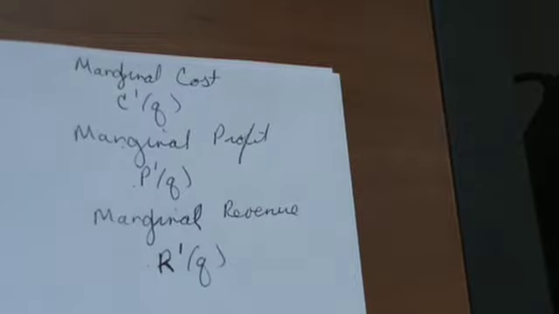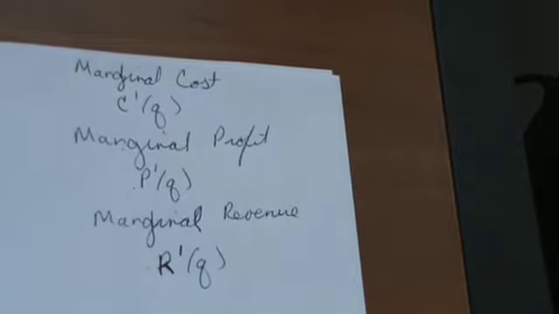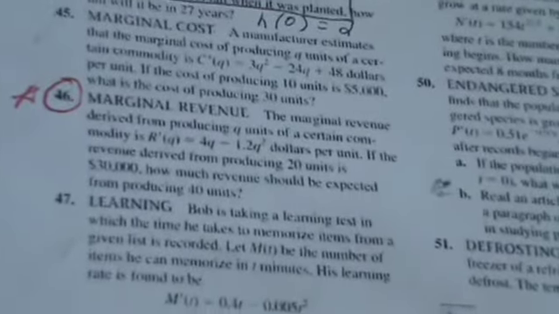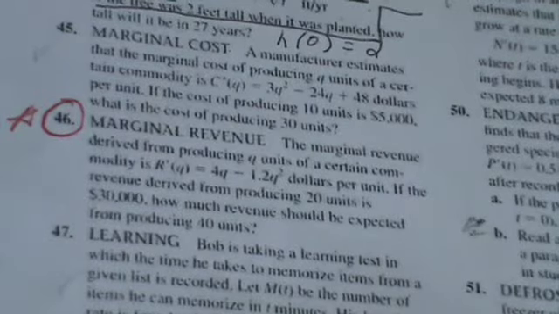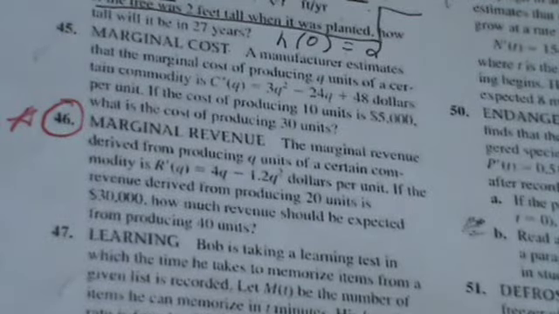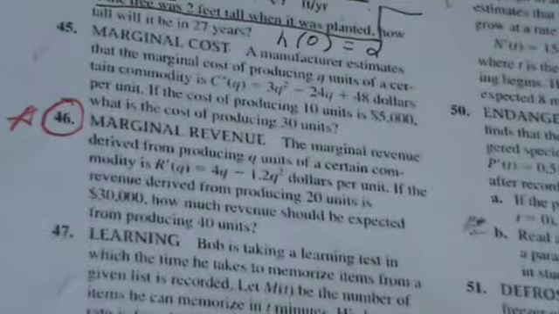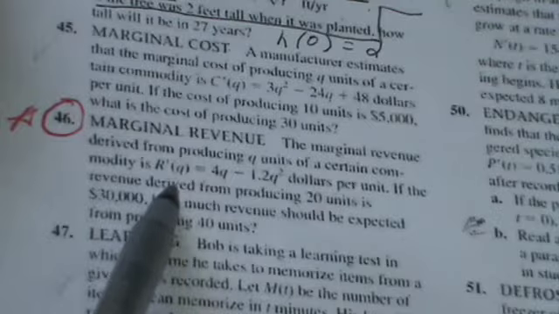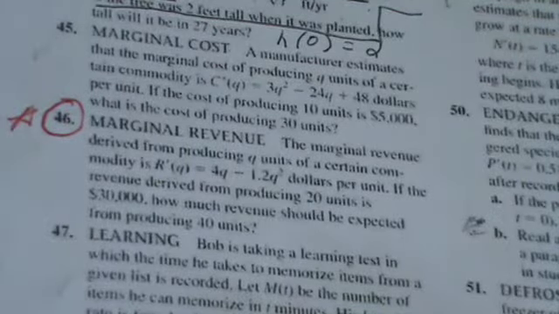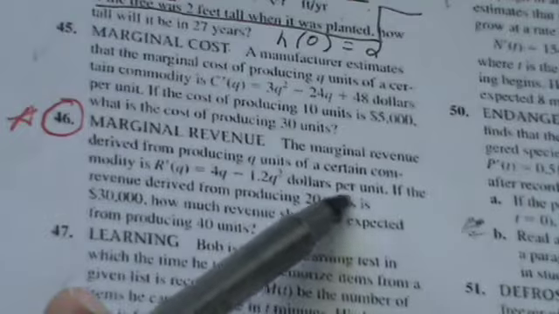All right, so I want to look at problem number 46, sorry, because they've given us such a problem. Let me zoom in for you so we can see it together. It reads, the marginal revenue derived from producing Q units of a certain commodity is R prime of Q equals 4Q minus 1.2Q squared dollars per unit. Notice they have a couple of things going on. Marginal revenue is labeled as R prime of Q, and also the units are as a slope, dollars per unit.